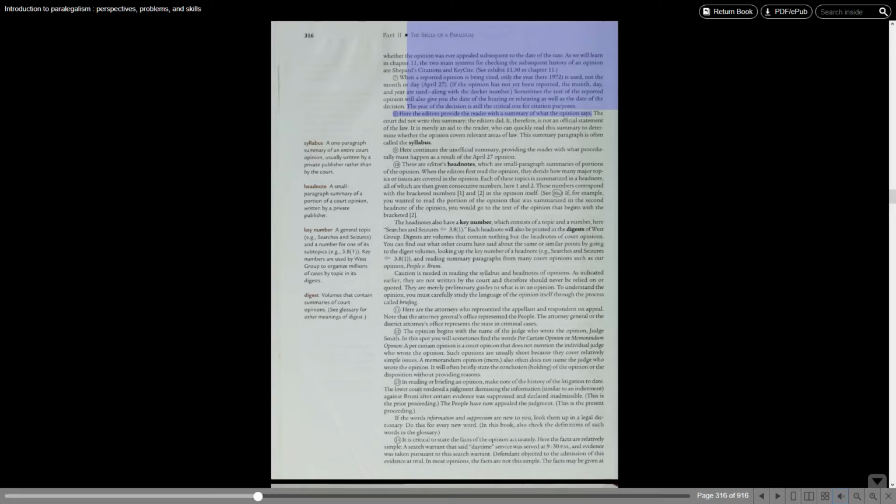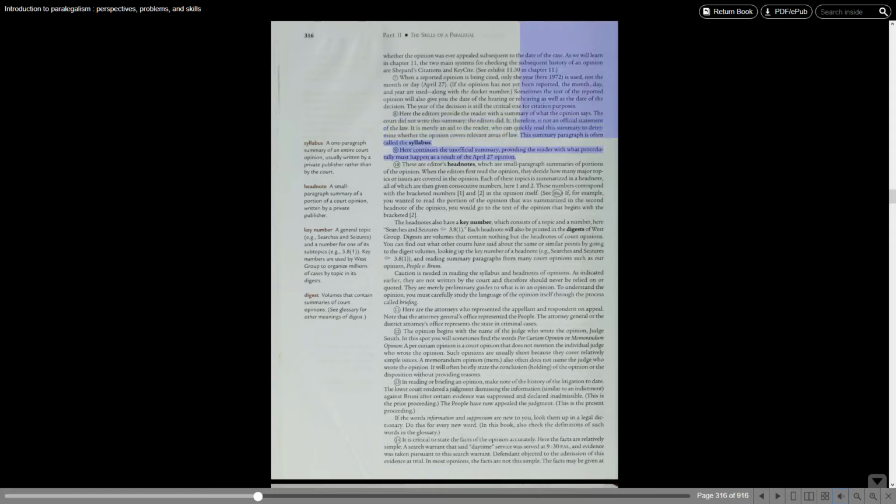Here the editors provide the reader with a summary of what the opinion says. The court did not write this summary. The editors did. It therefore is not an official statement of the law. It is merely an aid to the reader, who can quickly read this summary to determine whether the opinion covers relevant areas of law. This summary paragraph is often called the syllabus.